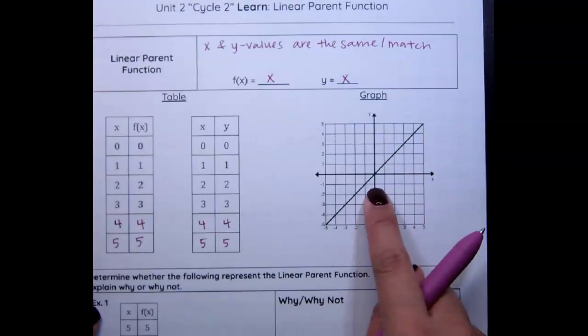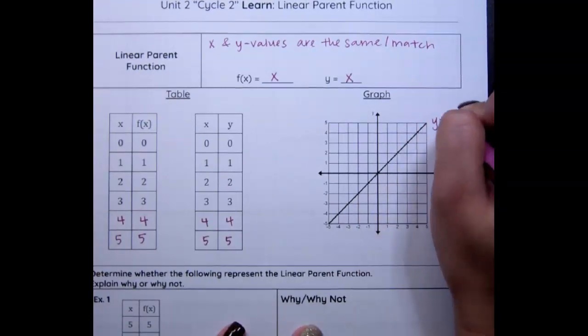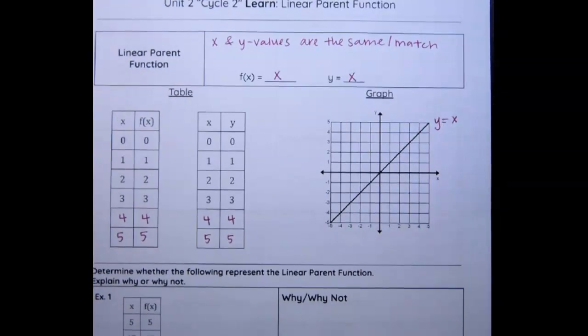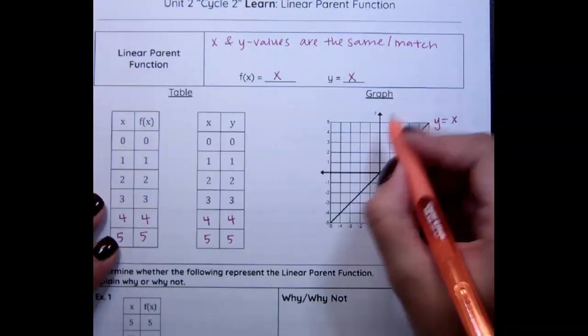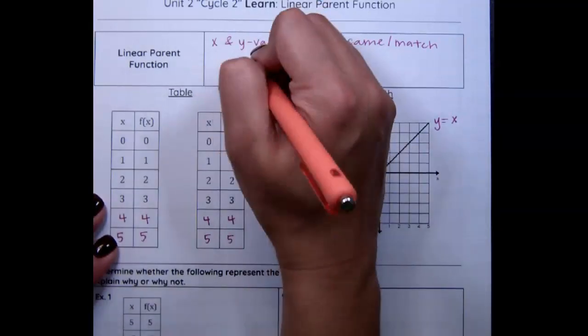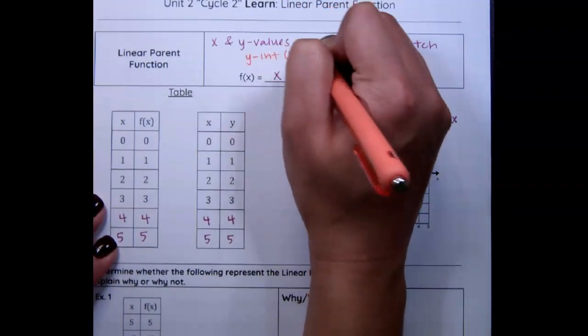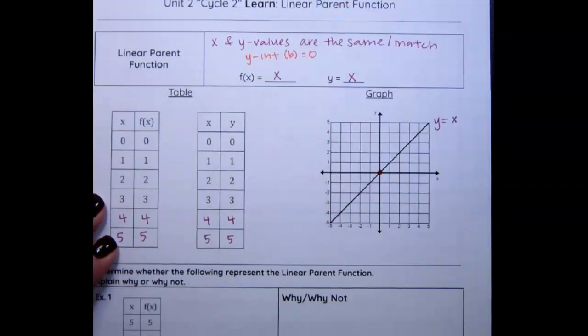This is the linear parent function in graph form. This is the line for the equation y equals x. Now, there are a couple of things that I want to point out about this graph. First of all, that is my y-intercept. When you have the parent function, the y-intercept will always be 0. That's my b value, which will be 0.